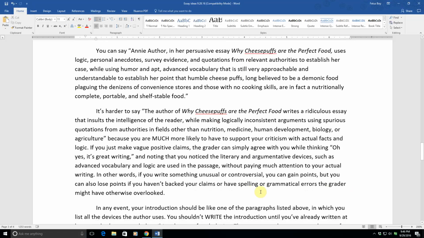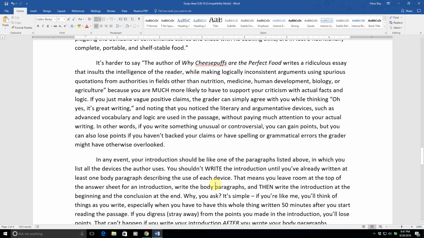In other words, if you write something unusual or controversial, as I just said, you can gain points, but you can also lose points if you haven't backed your claims, or if you have spelling or grammatical errors the grader might have otherwise overlooked. Believe me, I know from grading enough of these from working for SAT prep places. The longer I look at it, the more likely I am to find, oh, there's a spelling error I didn't notice. Oh, how about that?